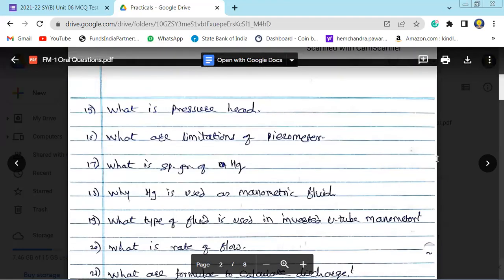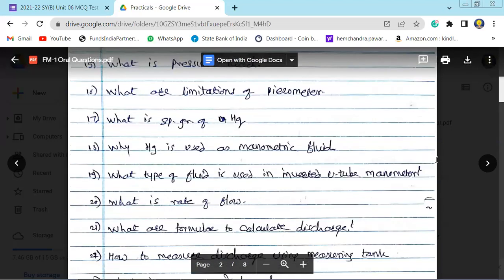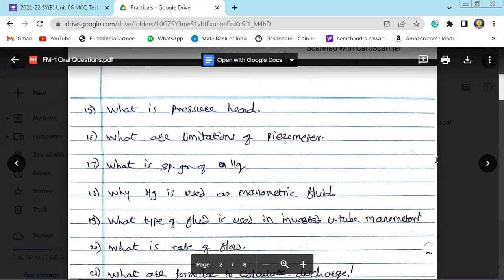Then what is pressure head? What are limitations of piezometer? What is specific gravity of mercury? Why mercury is used as a manometric fluid? What types of fluids are used? What type of fluid is used in inverted tube manometer?